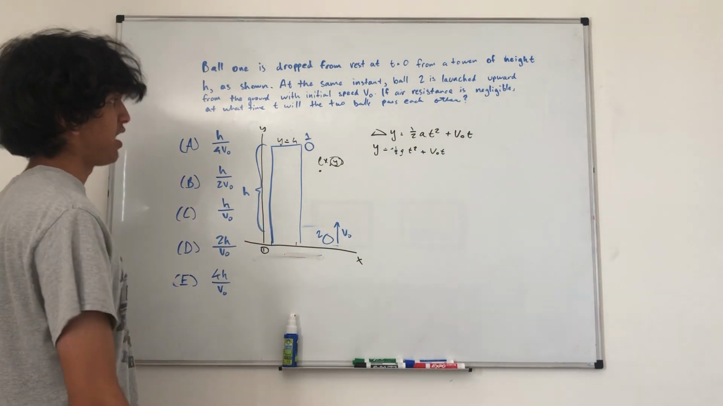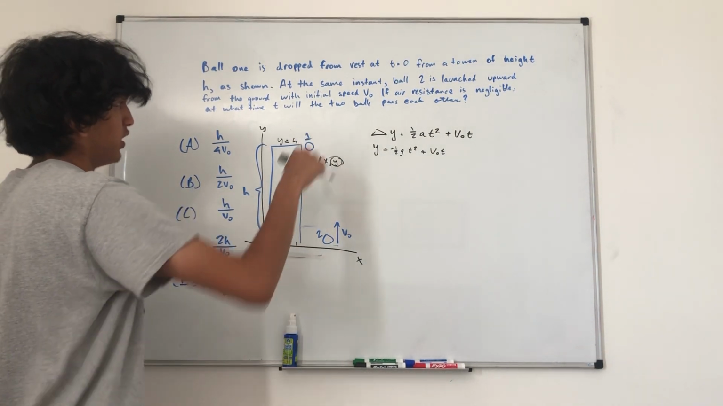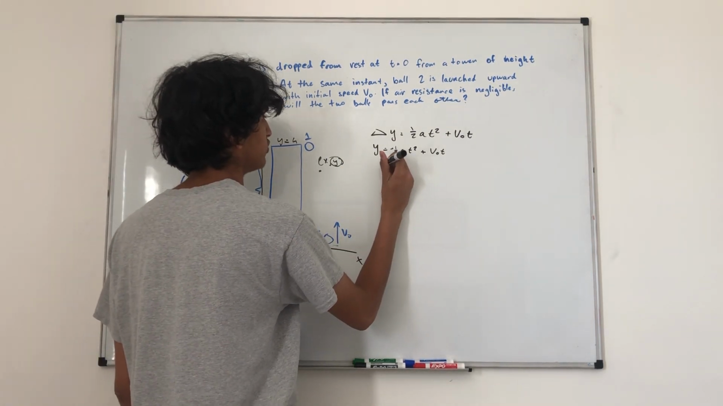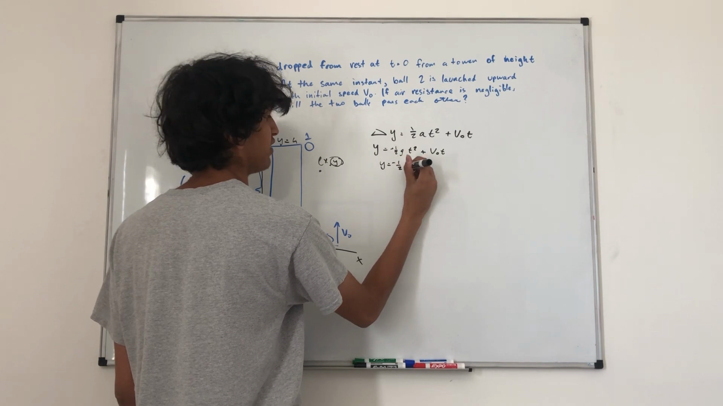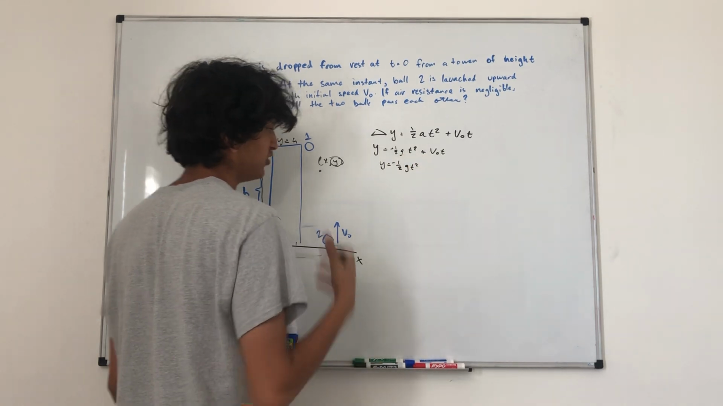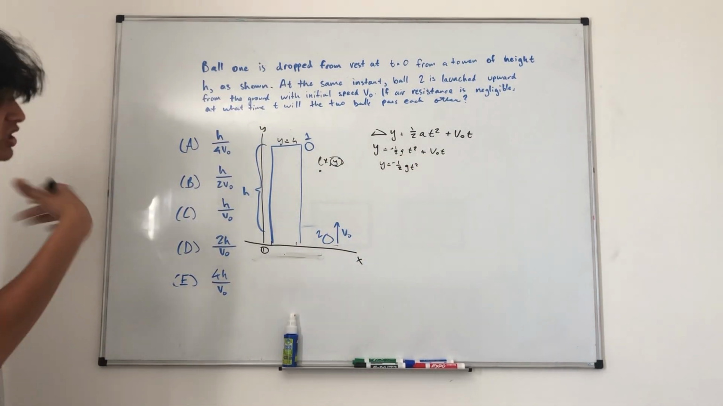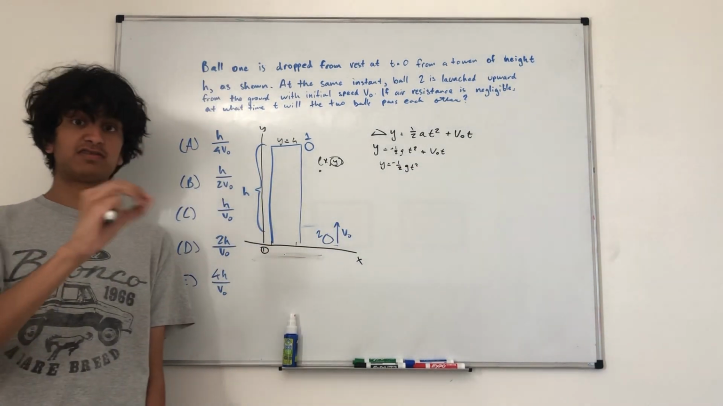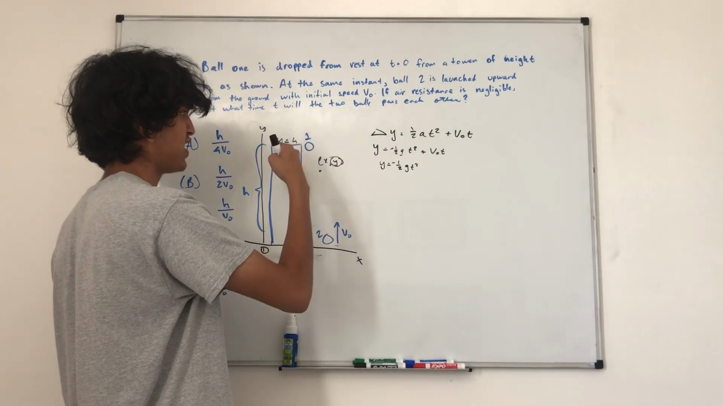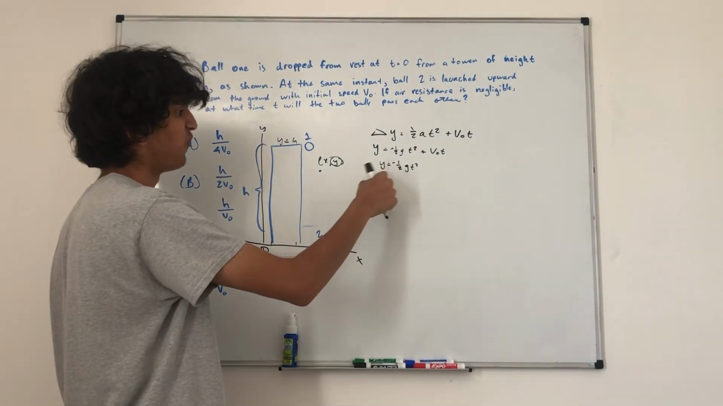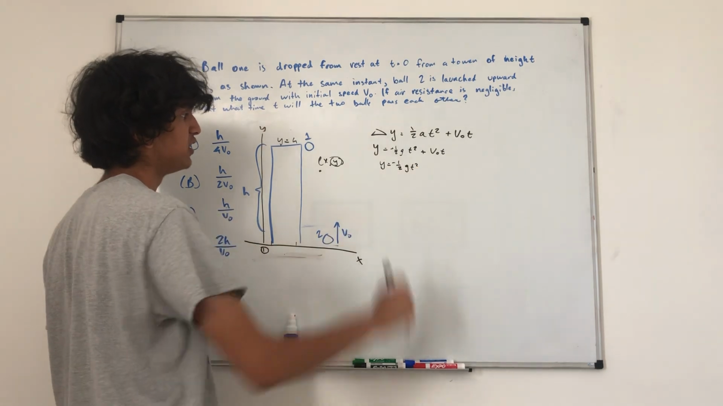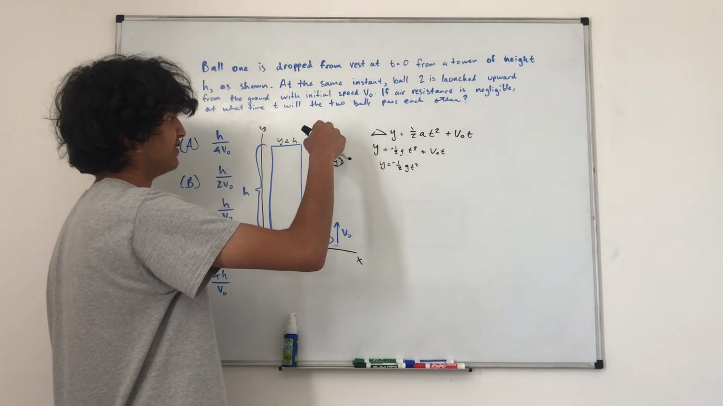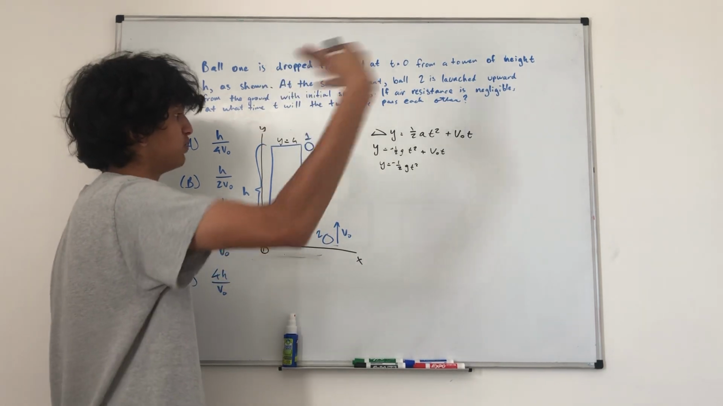Okay, so now we have ball 1. You might be tempted to do the same thing: y is equal to negative 1/2 g t squared, no initial velocity. But remember, think about what this is saying. When time is equal to 0, at the very instant it's let go, when you plug in 0 here, you get y equal to 0. But we know that at the instant it starts, y is equal to h. It starts at the height of the tower.